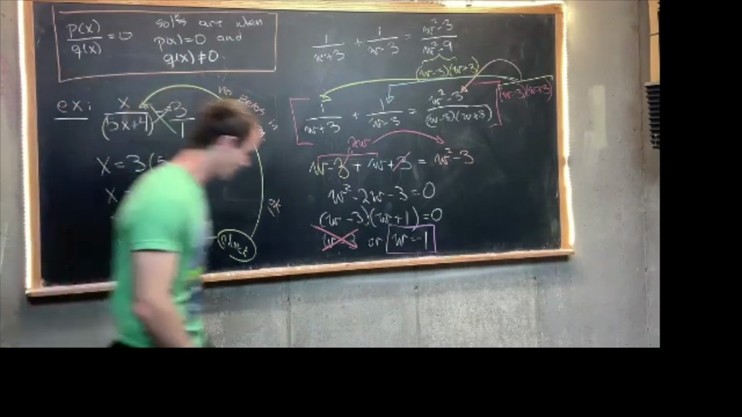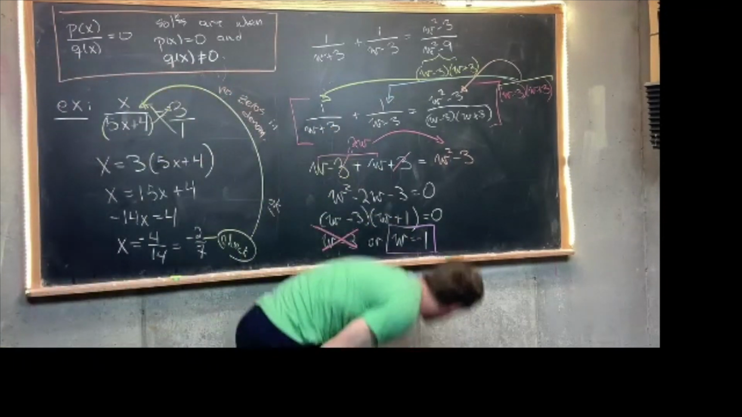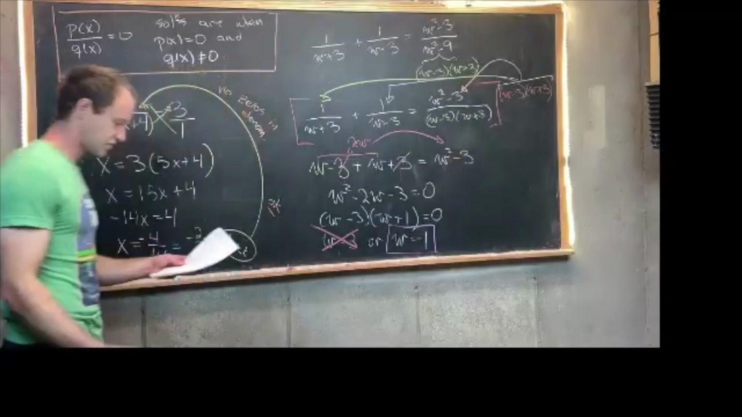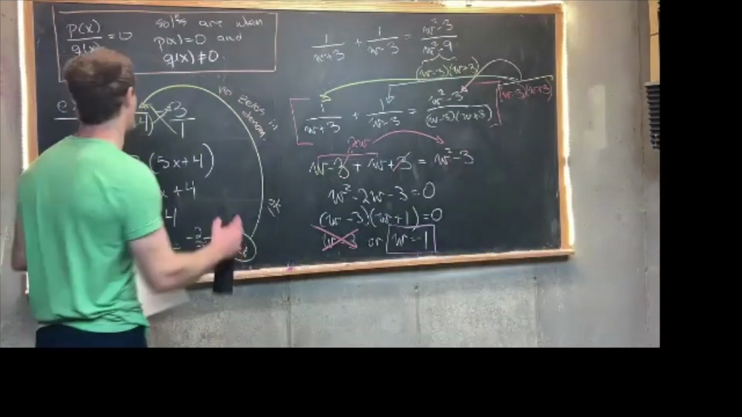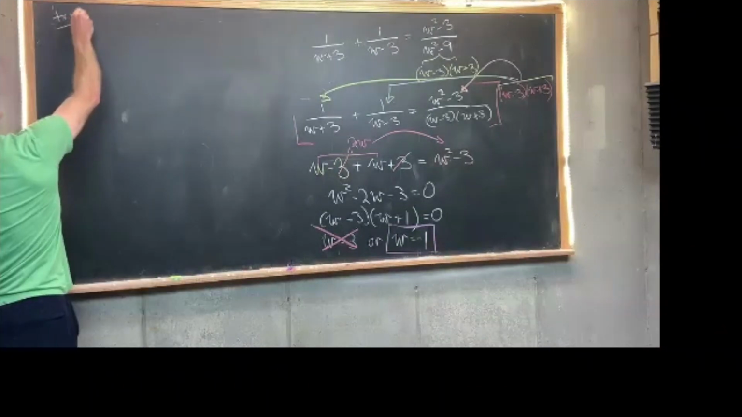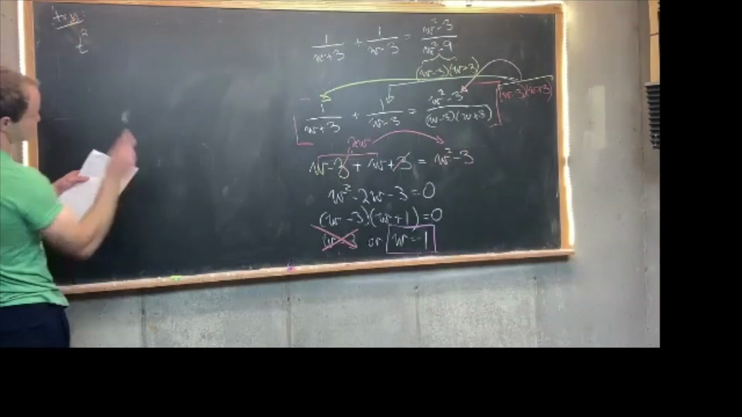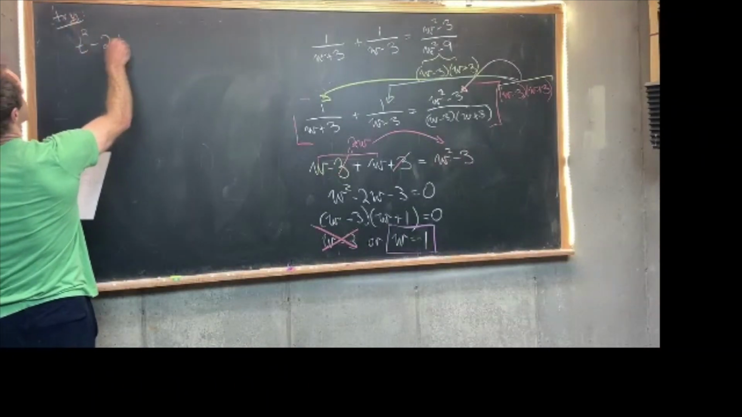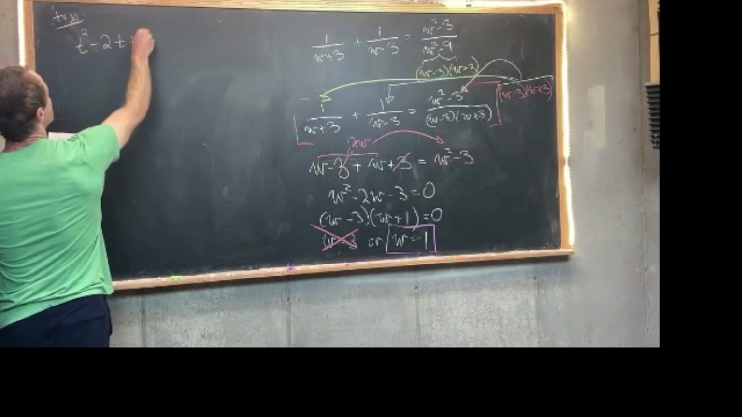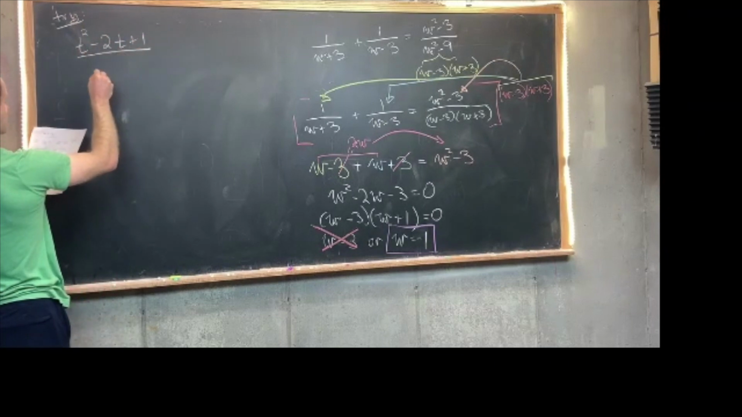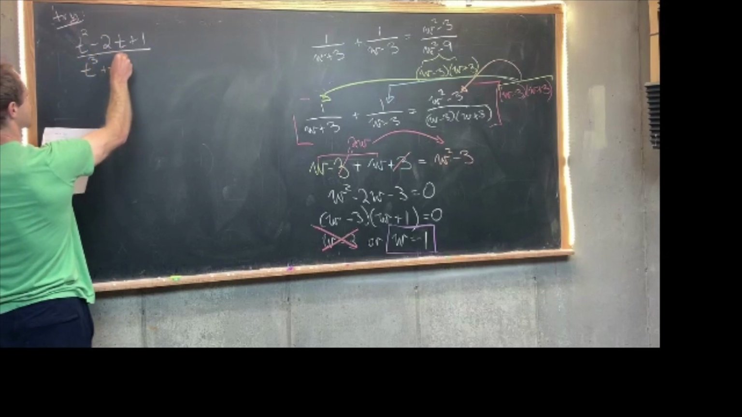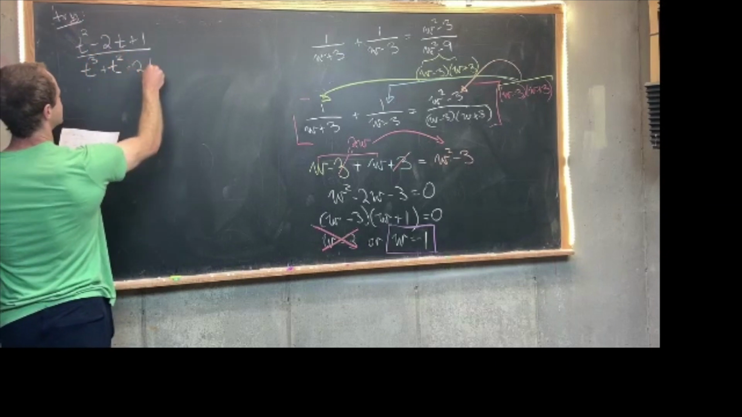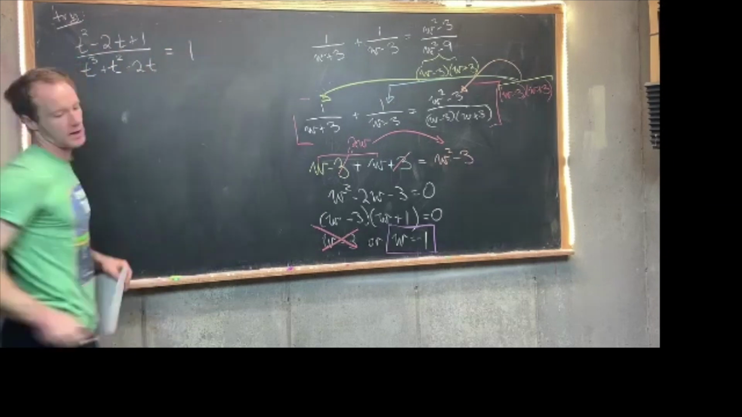Okay, so let's maybe try one real quick, and then we'll do another type of problem in this vein. I'll give you guys 2, 3, 4 minutes to try this, and then we'll go over it. t squared minus 2t plus 1 over t cubed plus t squared minus 2t equals 1.